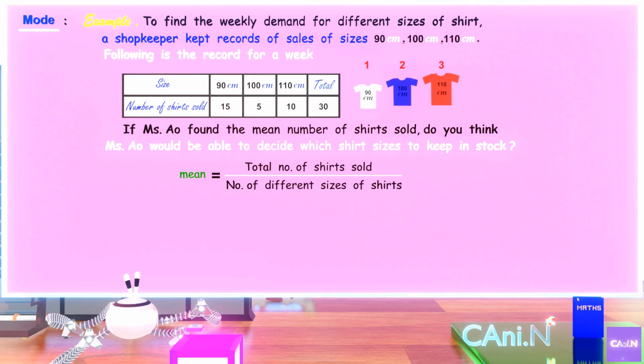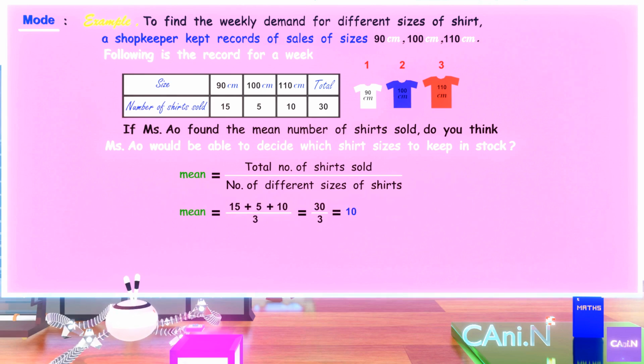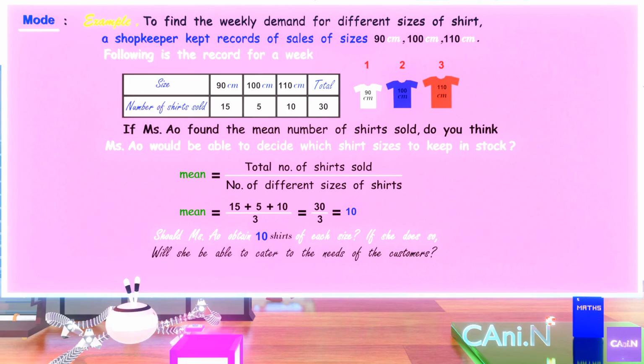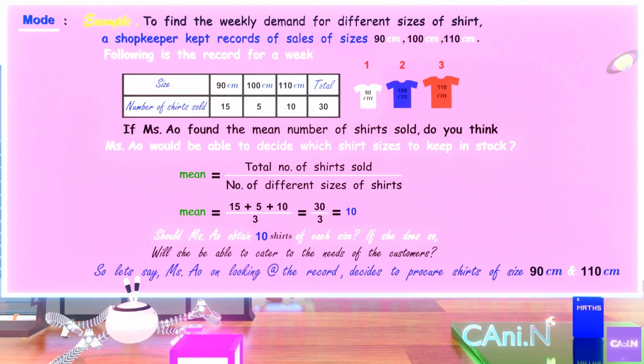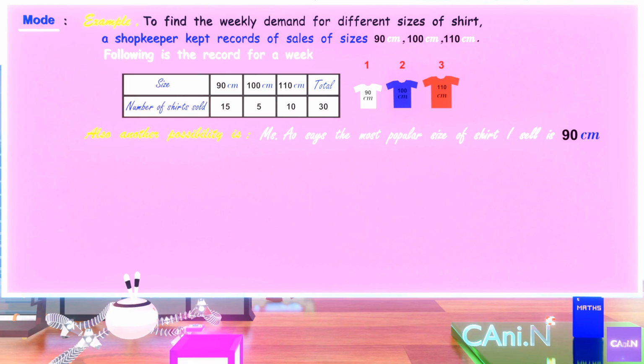Here there are 3 different sizes of shirts. So, mean equals 30 by 3 equals 10. Should Miss Ao obtain 10 shirts of each size? If she does so, will she be able to cater to the needs of the customer? So, let's say Miss Ao, on looking at the record, decides to procure shirts of size 90 centimeters and 110 centimeters. Also, another possibility is, Miss Ao says the most popular size of shirt I sell is 90 centimeters.